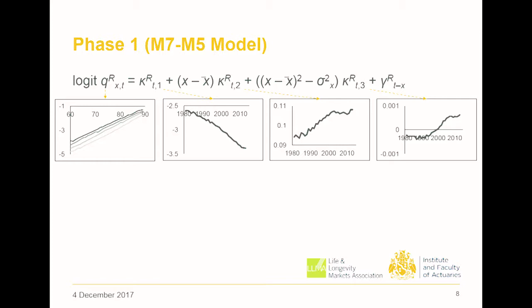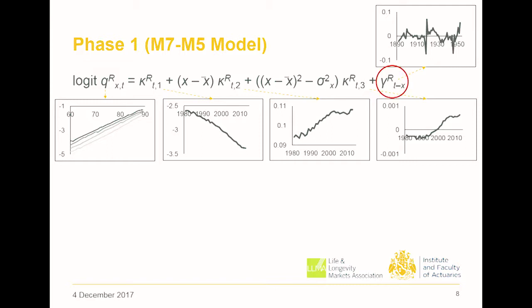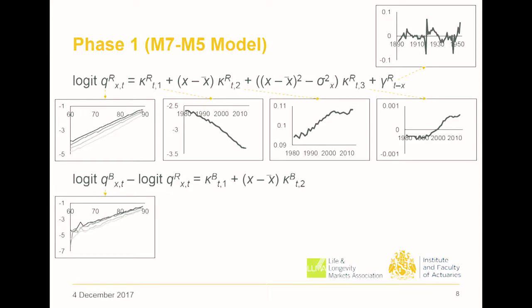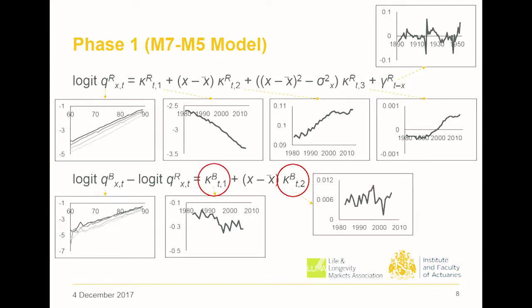These three kappas are modeled by a trivariate random walk with drift. And we have the last parameter, gamma, which allows for the cohort effect, and it is modeled by an ARIMA(1,1,0) process. The second model component is for the book population. Q is the book mortality rate, and the difference between the logit book rate and the logit reference rate is expressed as another two kappas, kappa 1 and kappa 2. And these two kappas are modeled by a VAR(1) process.